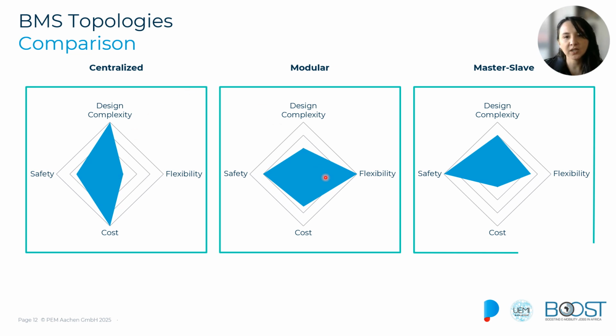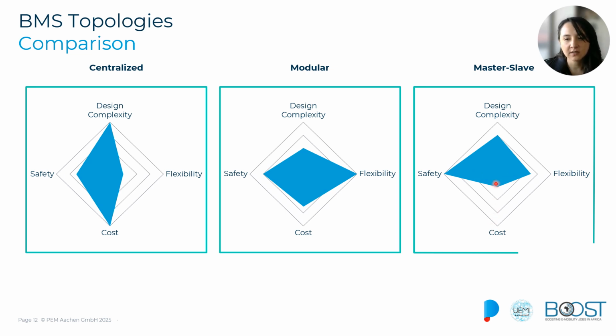On the other side, we have the modular topology, which is very flexible. I would say that in cost it's in the middle between centralized and master-slave. It's not as cheap as the centralized, but not as expensive as the master-slave configuration. And in safety, I guess it provides good safety, since failures in one module do not affect the entire system. And finally, we have the master-slave.